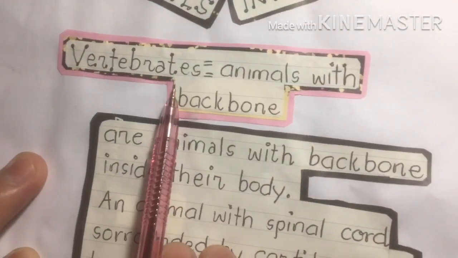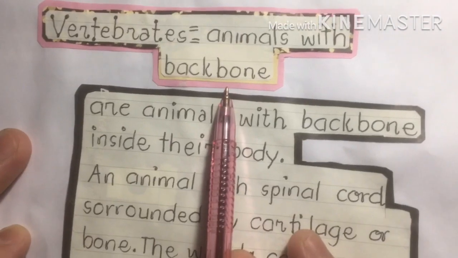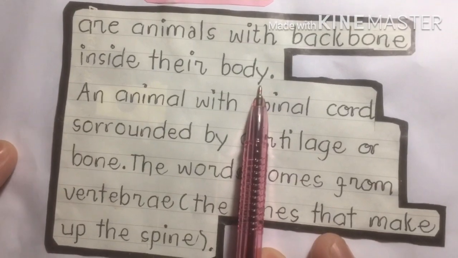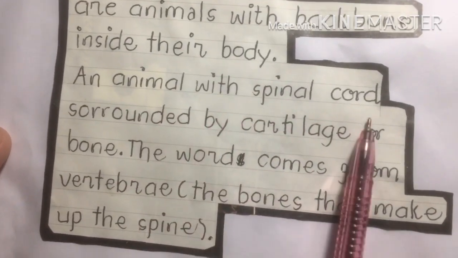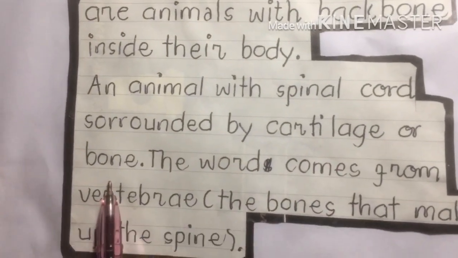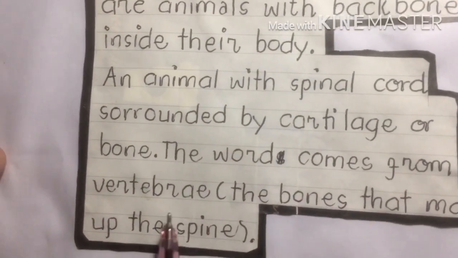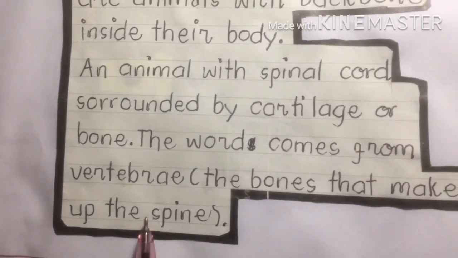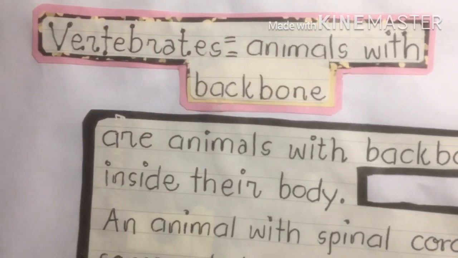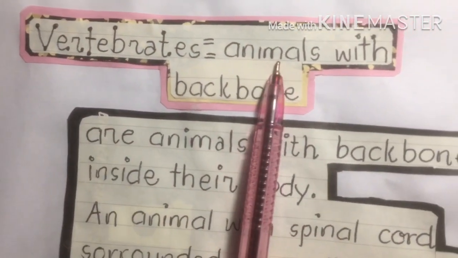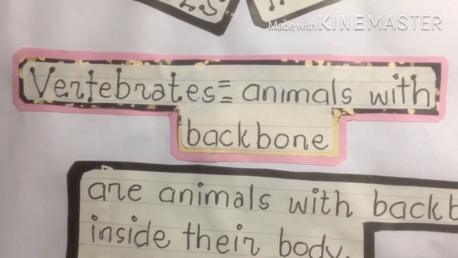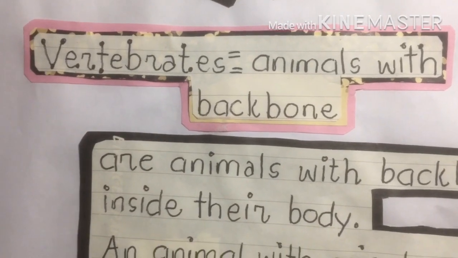Now, the vertebrates class, animals with backbones, are animals with a backbone inside their body. An animal with a spinal cord surrounded by cartilage or bone. The word comes from vertebrae, the bones that make up the spine. And that's referring to vertebrates. The keyword, guys, is that vertebrates are animals with a backbone.